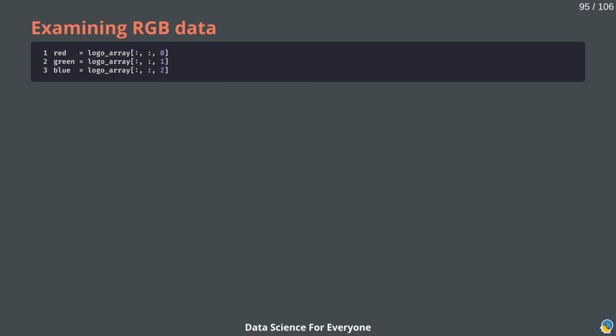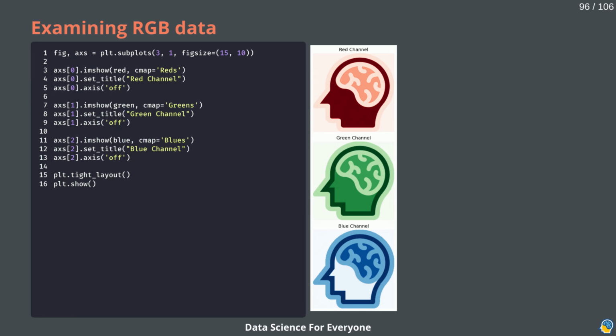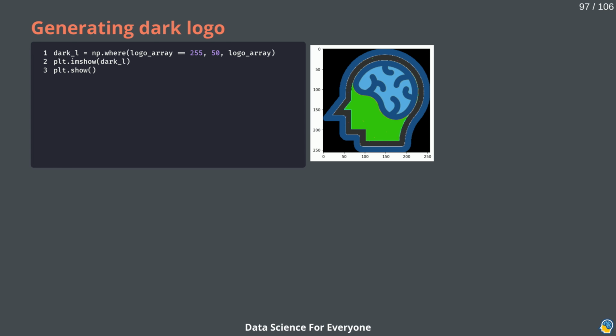To look at the individual color channels, red, green, and blue, we can slice the array along its third axis. This lets us isolate each color's values across all the pixels. We can visualize the individual RGB color channels as shown in the code. We can modify specific color values using np.where. Let's say we want to change every 255 in the array to 50. This will darken the bright white parts of the image. np.where allows us to set a condition and specify what values to use if the condition is true or false.